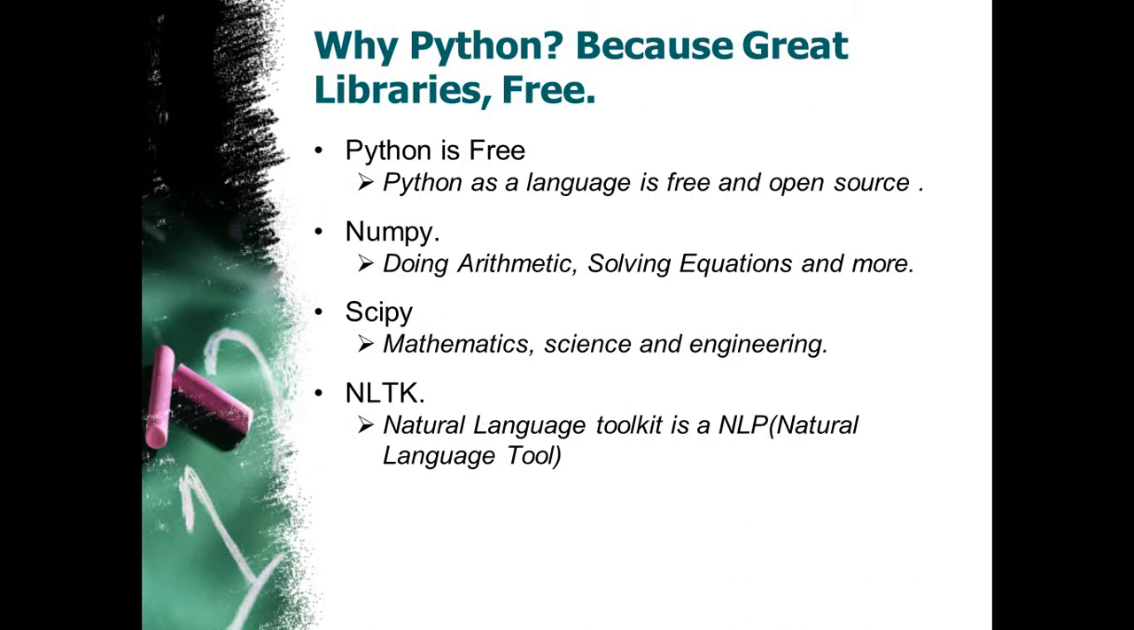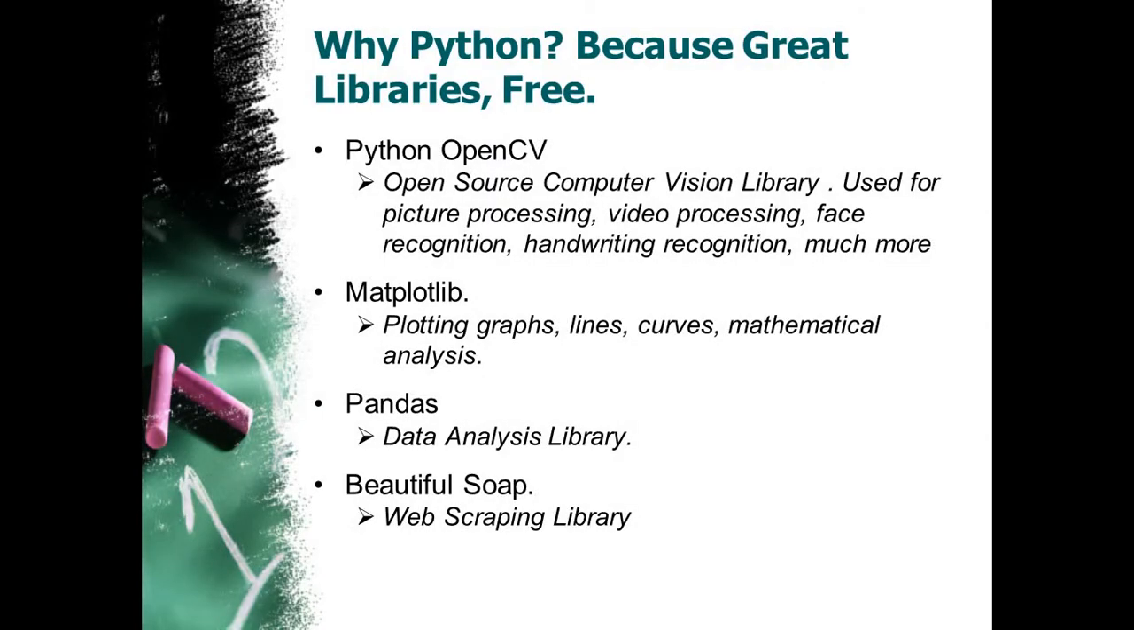NLTK, the Natural Language Toolkit, is an NLP tool. NLP is natural language processing. NLP is used for analyzing natural languages, maybe something like English. You can get the parts of speech of a sentence. You can get synonyms, antonyms, roots of words. It's very useful. Python OpenCV is another great free library. The open source computer vision library is used for picture processing, video processing, face recognition, handwriting recognition, and much more. You can use web cameras, mobile cameras, and all that using OpenCV.